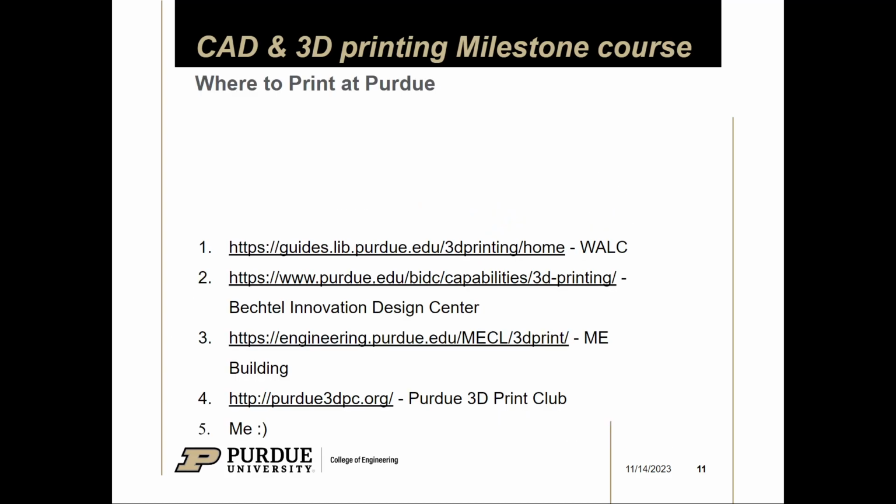Here are some resources if you want to 3D print things at Purdue. I'm not sure if all these links still work, but there are several resources around campus. We're in Neil Armstrong Hall right now, and I'm pretty sure they have a room just upstairs with a bunch of printers, and you can send them stuff and have it printed. BIDC used to have printers. I'm not sure if they still do, but yeah, in general, there's a bunch of resources on campus if you ever want things printed.